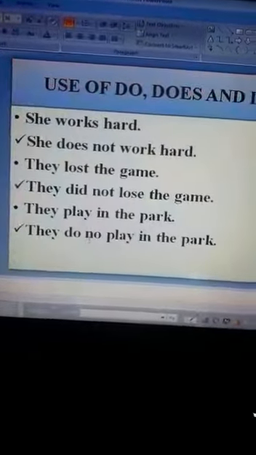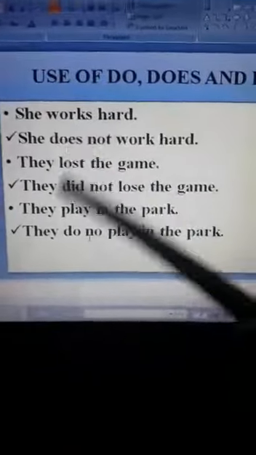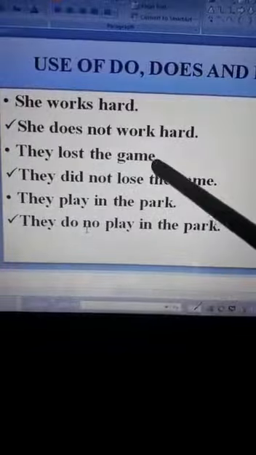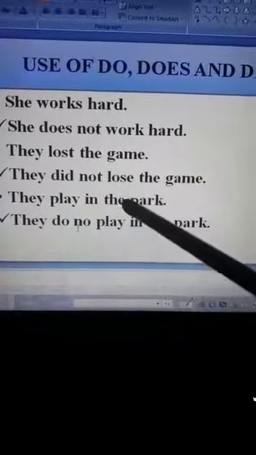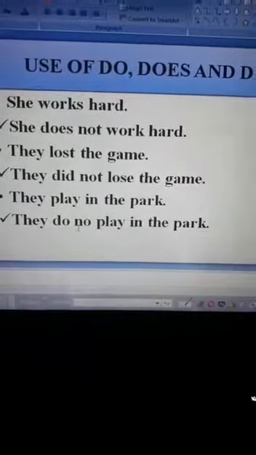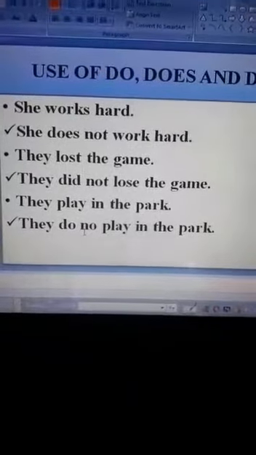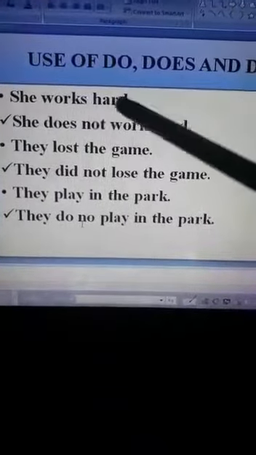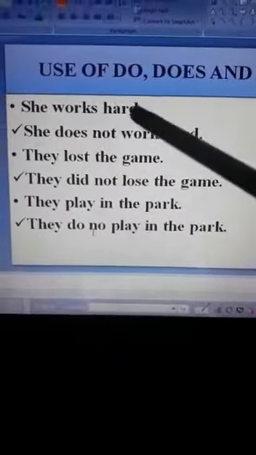See here. First example is: She works hard. Second is: They lost the game. And third is: They play in the park. Now, in these three sentences, we do not have the helping verb. So, what are we going to do? We are going to identify the tense. Let's take the first example. She works hard.